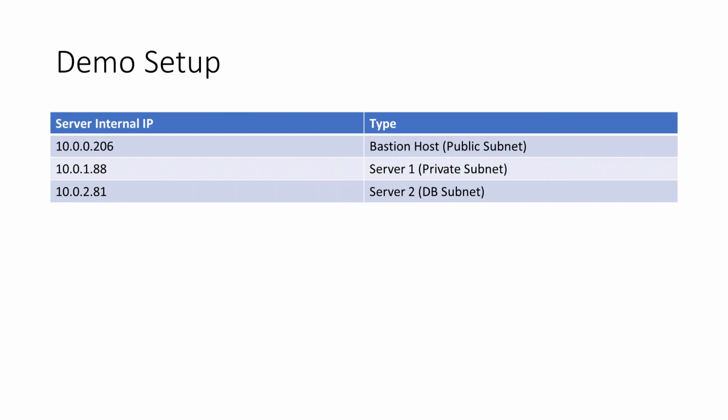This setup has been created on AWS. We have 3 servers. One is the bastion host that is hosted on a public subnet and is associated with a public IP address. The second server is server 1 that is hosted on the private subnet. It can be connected only from the bastion host. The third server is a completely offline server hosted on the DB subnet. Only servers hosted on the private subnet can connect to this server. It cannot be directly connected from the bastion host also.